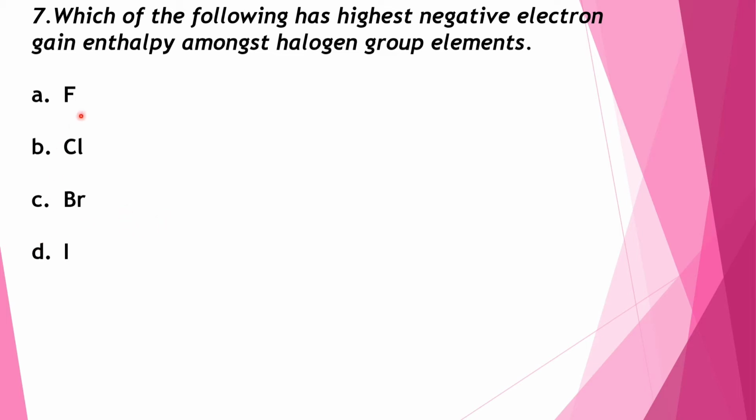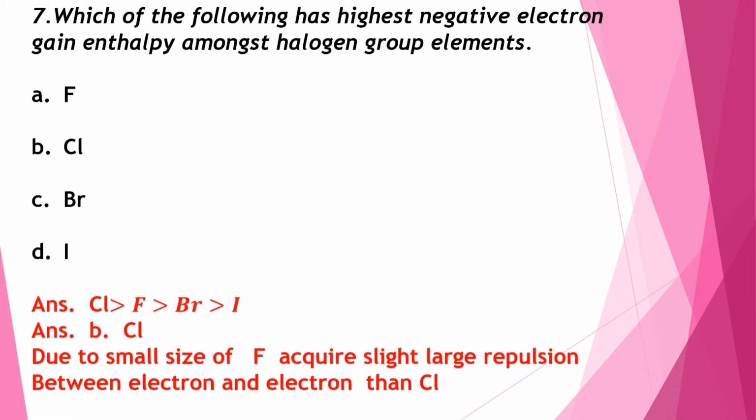Therefore, fluorine should have high negative electron gain enthalpy, but in the case of fluorine, due to very small size and high charge density, there is a high repulsion force between electrons compared to chlorine. So the negative electron gain enthalpy of chlorine becomes more than that of fluorine. So the correct option is B, chlorine.